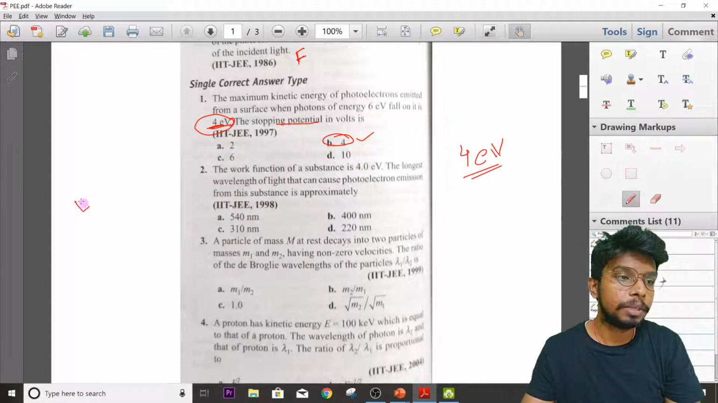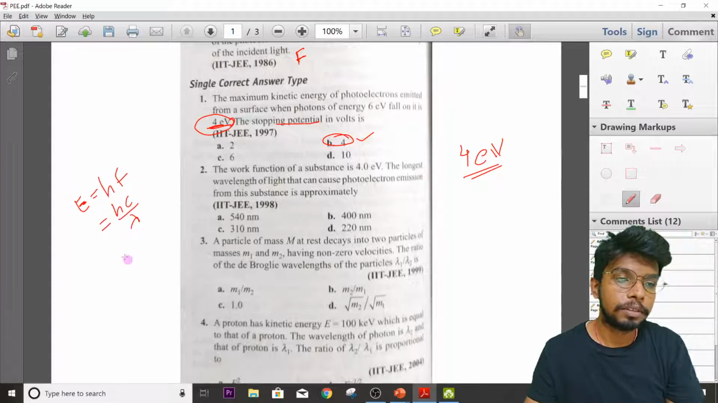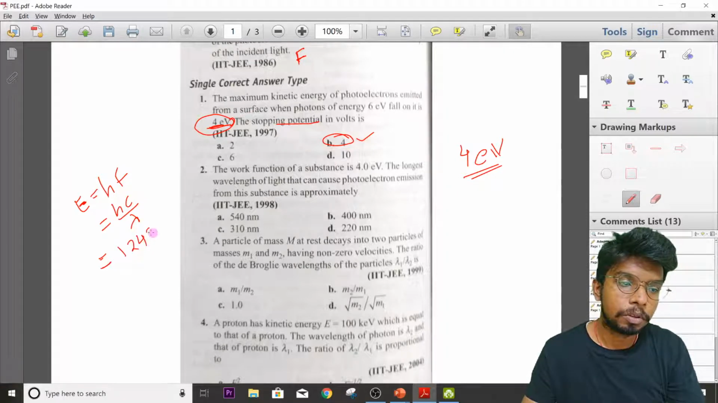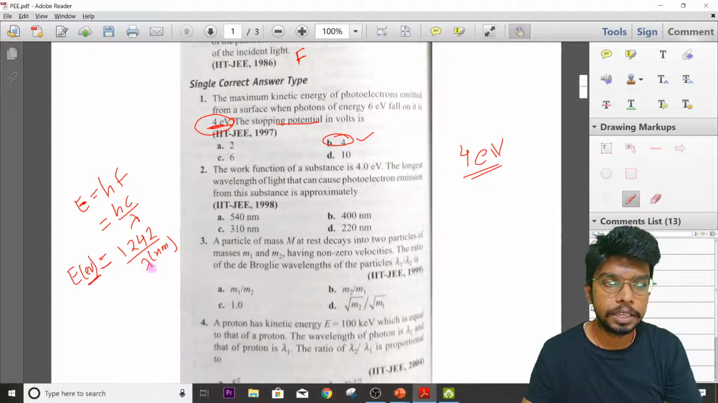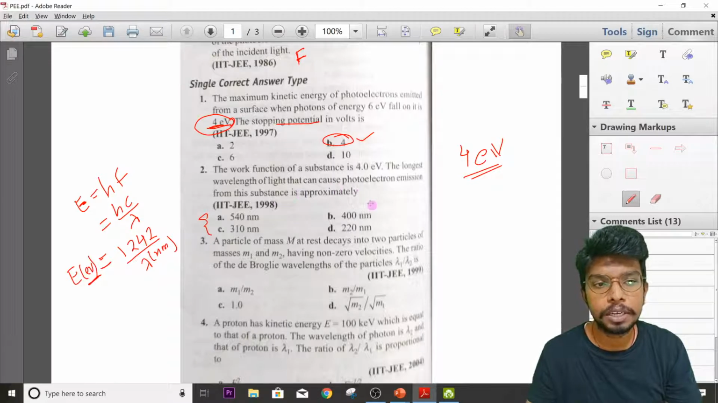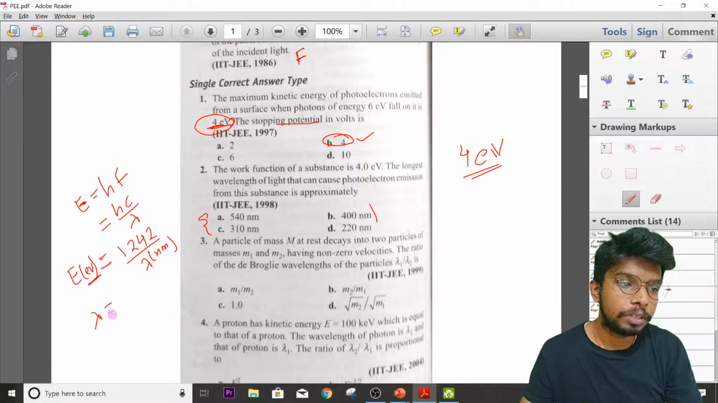The energy of a photon is given by hf, or I can write it as hc over lambda. This hc by lambda can also be written as 1242 upon lambda in nanometers, and this will give me energy in eV. So if I already have the energy in eV, I can find lambda in nanometers, because you can see the options are in nanometers. So lambda in nanometers will come out to be 1242 divided by 4.